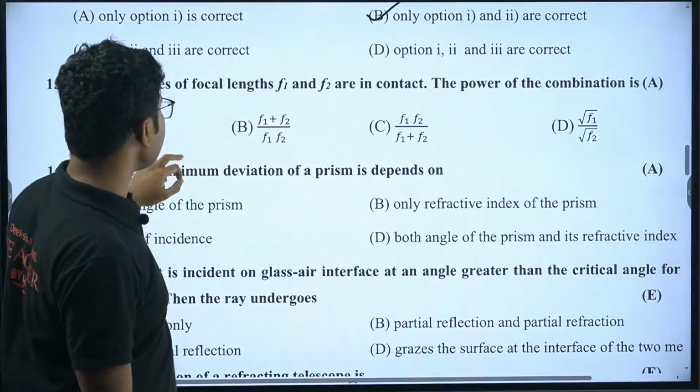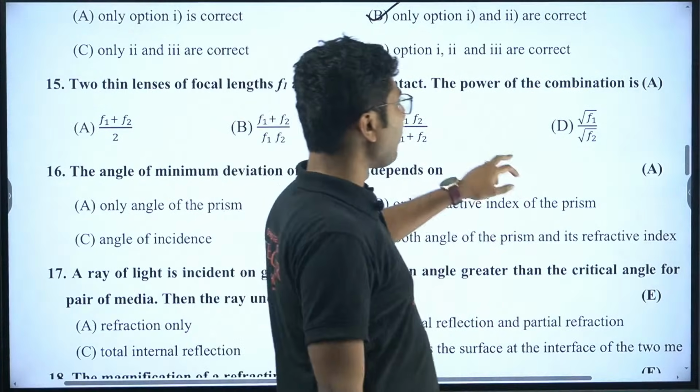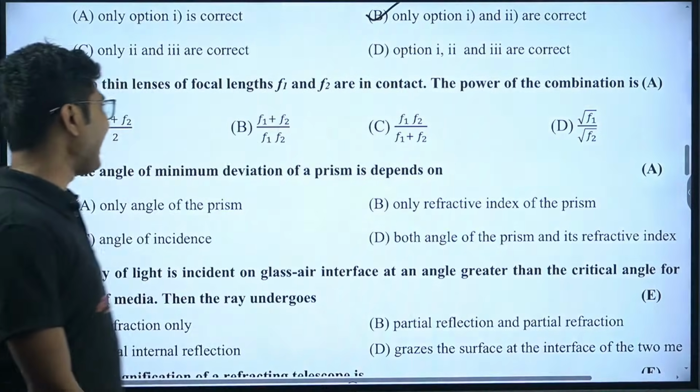Two thin lenses of focal lengths F1 and F2 are in contact. The power of the combination is A.